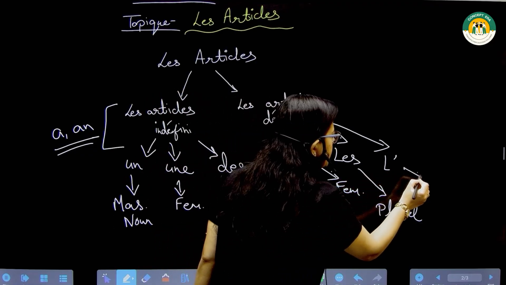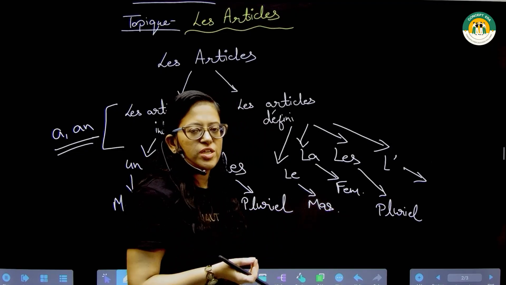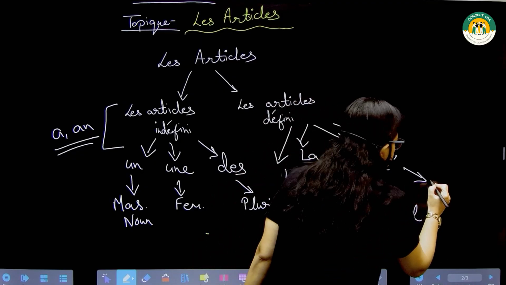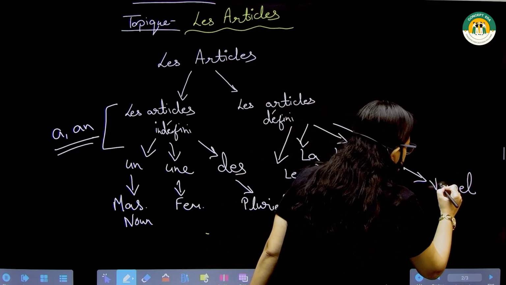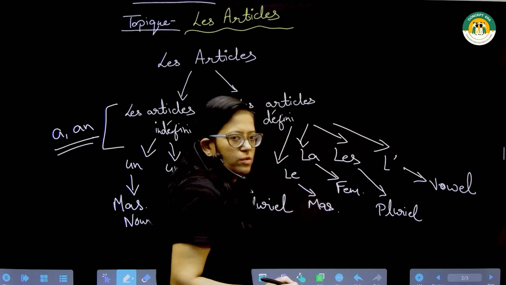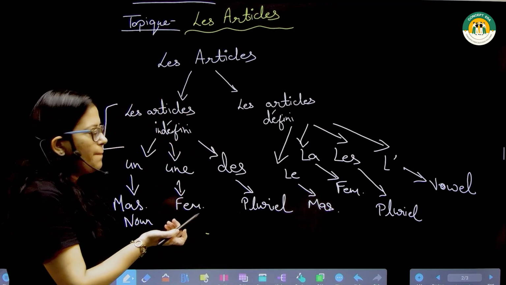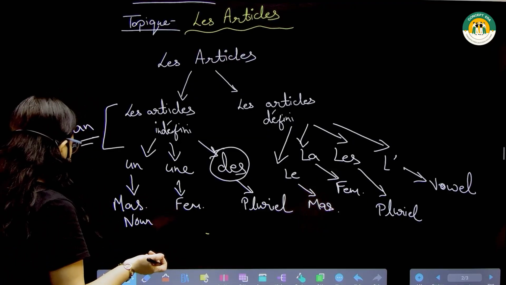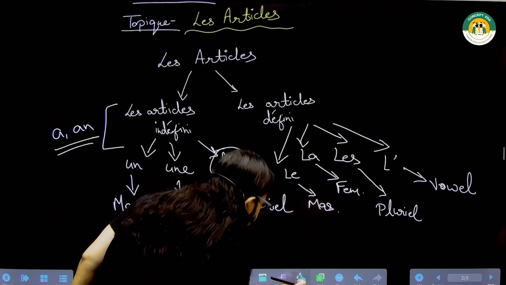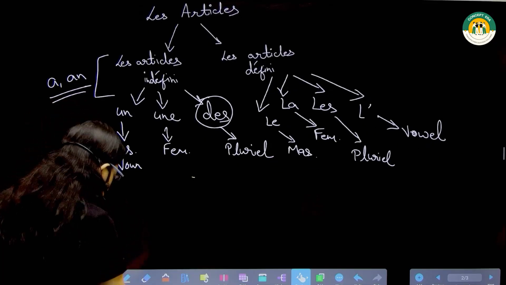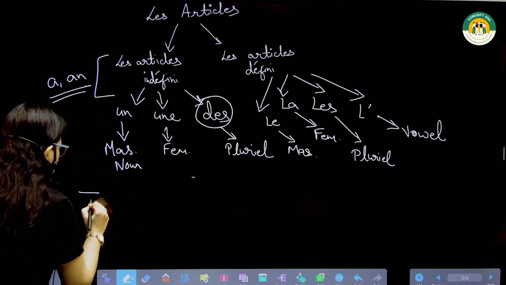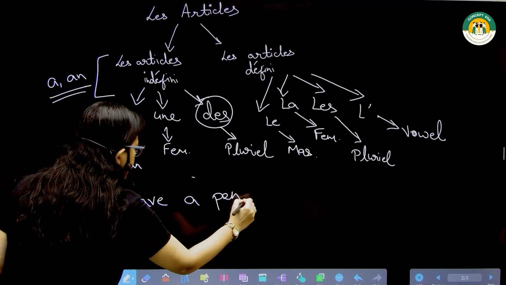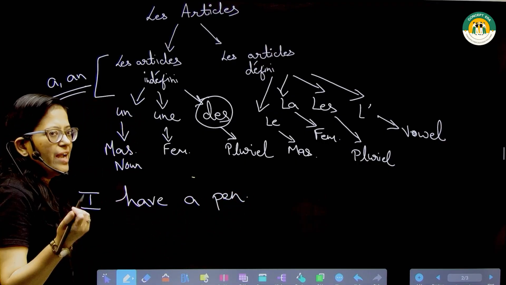And l apostrophe is used with silent h as well as vowel. So if a word starts with a vowel or there is a silent h, then we will use the word l apostrophe. And des is used for some. Like if I want to say I have a pen. So in French, how will I write I have a pen?